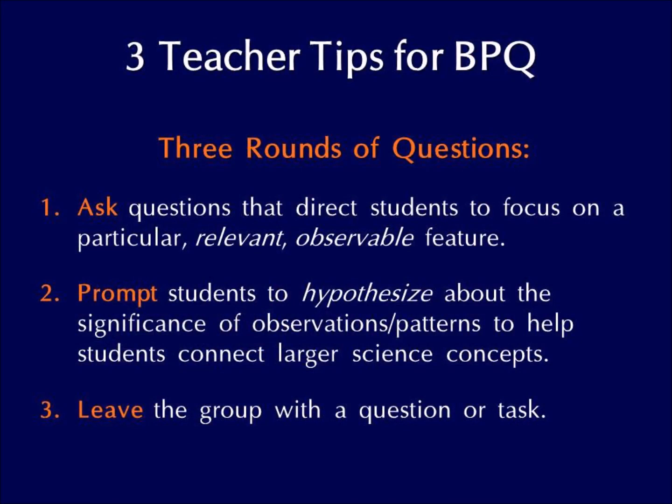Let's revisit 3 rounds of backpocket questions. First, focus students' attention on important observable aspects of the activity or model. Then, ask students to hypothesize about their possible causes. Finally, leave the group with a question or task to help them further reason about the activity.